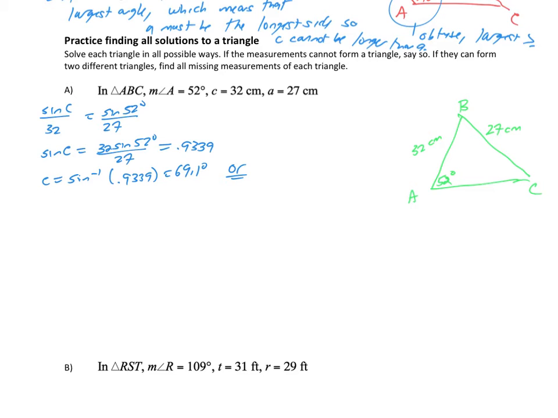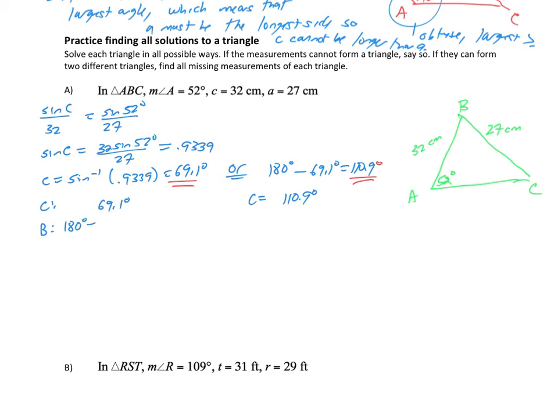But we also need to check for the second angle. And for that, we need to find the supplement. So that'll be 180 degrees minus 69.1 degrees, which is 110.9 degrees. So these are our two possibilities for angle C. And now we have to see if both of them work. So I'm going to put here, what if C is 69.1 degrees or C is 110.9 degrees? What would we get for our third angle, angle B?